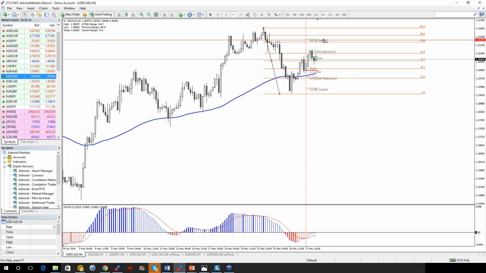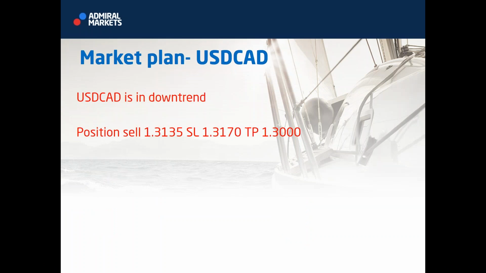See here, a lot of selling pressure. Really, a lot of selling pressure here in this zone. So another spike here and we are selling. 31.35, 35 pip stop, 30.00 on dollar CAD.